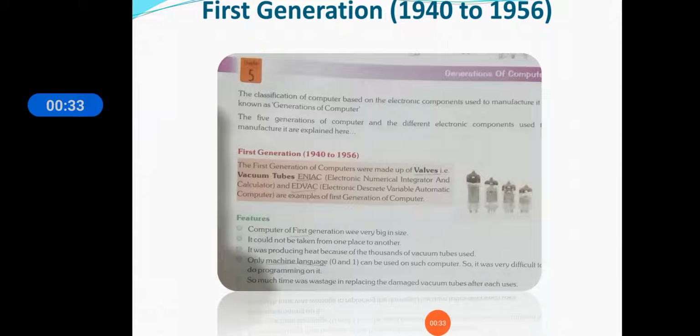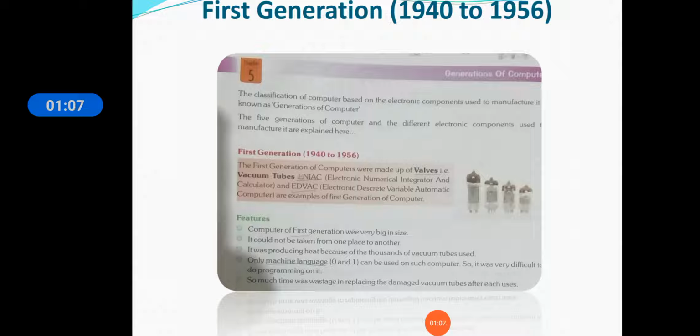First generation computers were built with the help of valves and vacuum tubes. They were very big in size and could not be taken from one place to another. So much heat was produced because of the thousands of vacuum tubes used. Only machine language was introduced here, so it was very difficult to do programming of the first generation of computers.